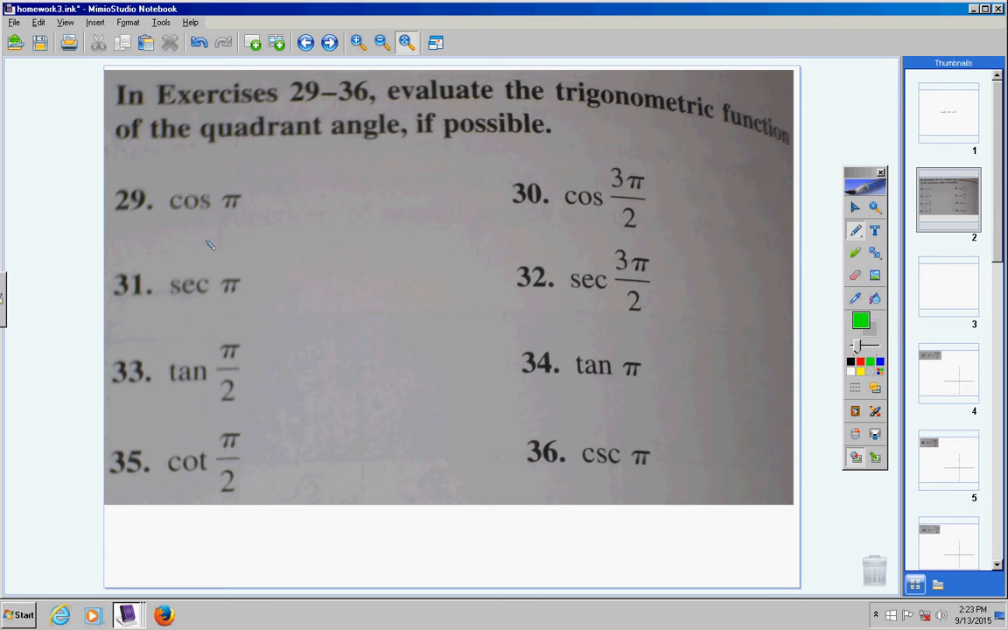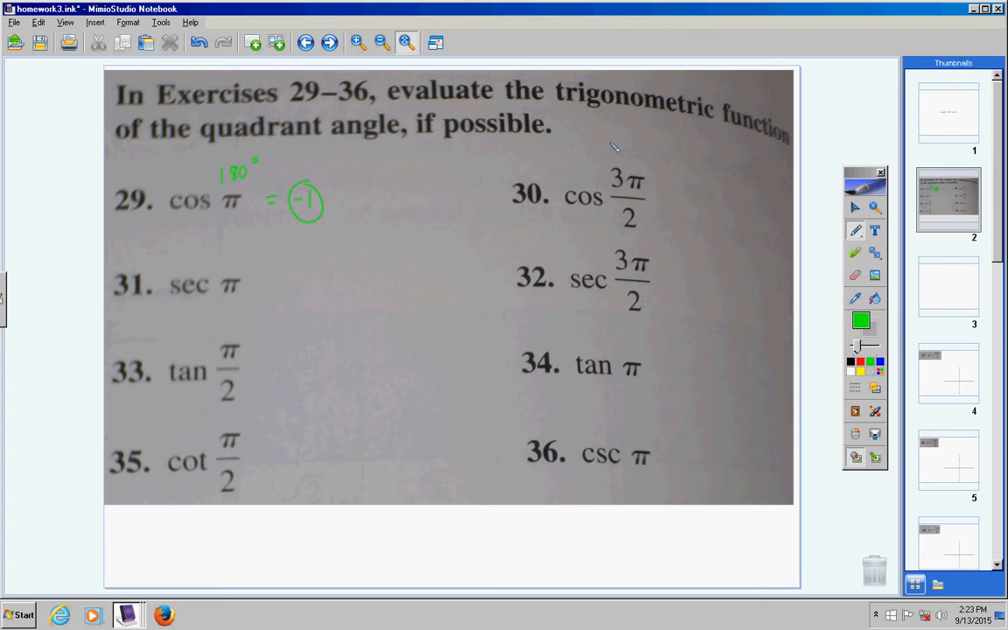So, here we go. Cosine of pi, that's the same thing as 180 degrees. If your calculator is in radians, use pi. If it's in degrees, use 180. So the cosine of pi or 180 is negative 1. So there's your answer, very simply. Negative 1, easy enough.